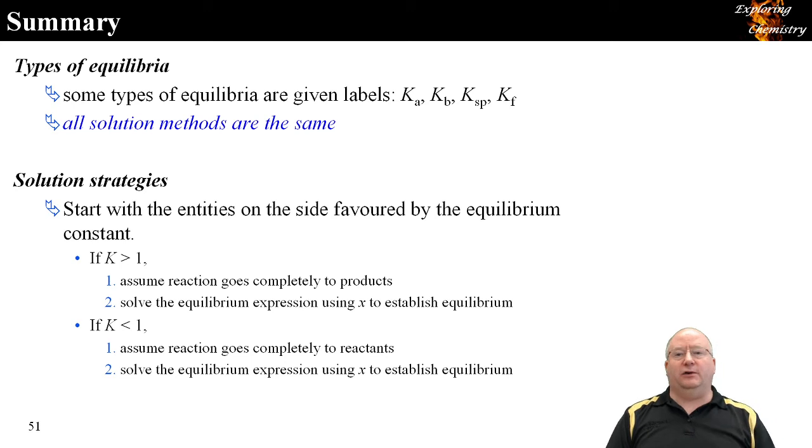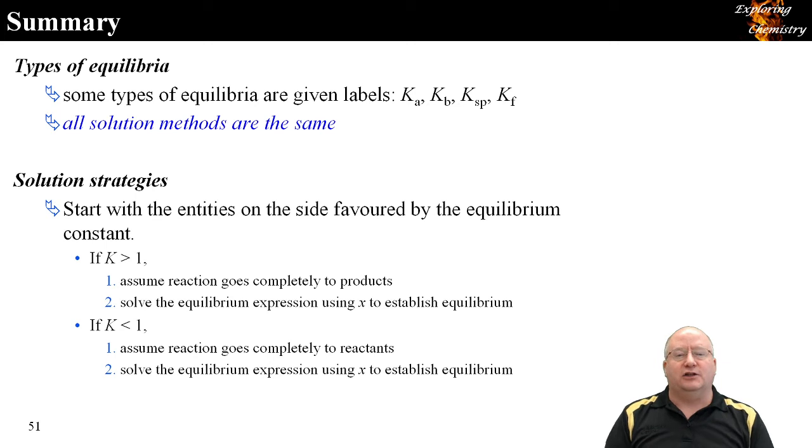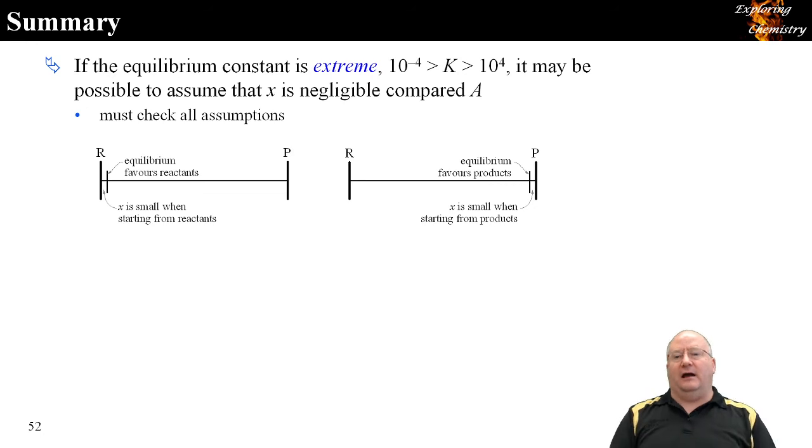I reminded you of some of the types of equilibria: acid, base, solubility, formation, autoionization. It doesn't matter. They just happen to be named reactions. The method of solution for every single one of them is exactly the same. We need to start with the entities on the side favored by the equilibrium constant. That is, if K is greater than 1, we move all the way to products and then back up a tiny bit. If K is less than 1, reactants are favored. We move all the way to reactants, and then we move forward just a tiny bit using X to establish equilibrium there. And that is visualized by the figures in the bottom of this.